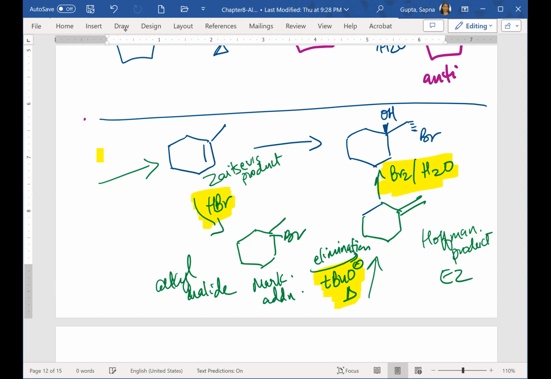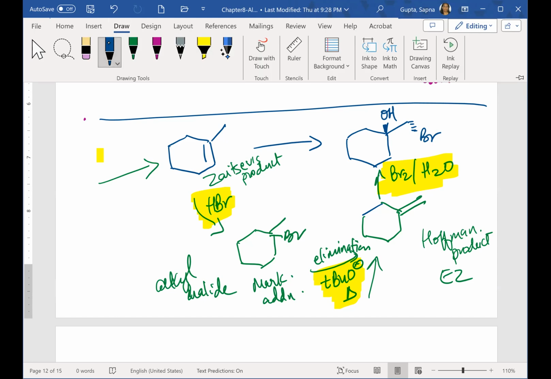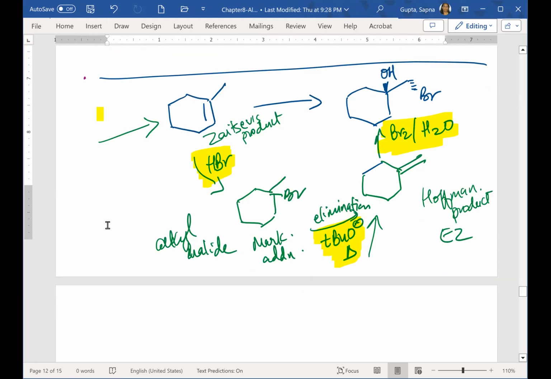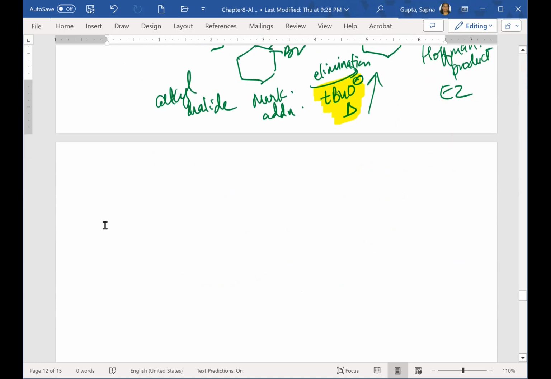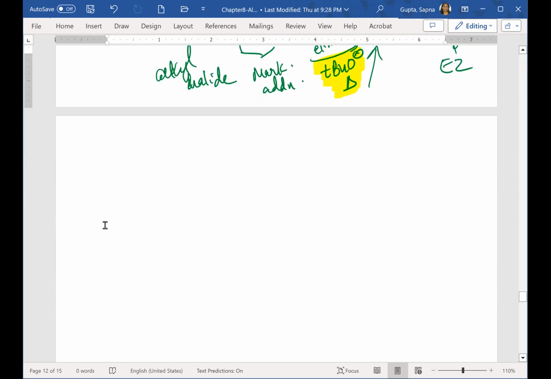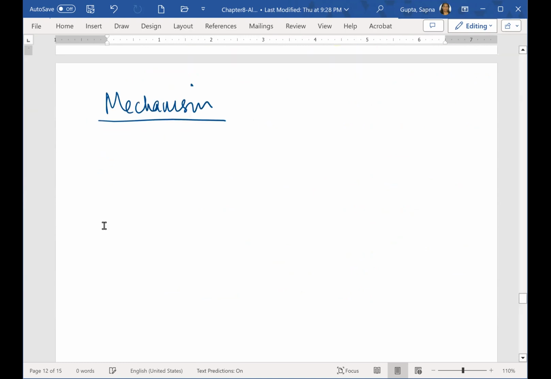So one last thing, absolutely, and you probably keep thinking, oh my God, she keeps doing one more thing. But I just want to do one mechanism with you, and then we'll call it quits. The one mechanism that I want to do with you is addition of an alkene, because I don't want you to forget that mechanisms are also going to be part of this exam.